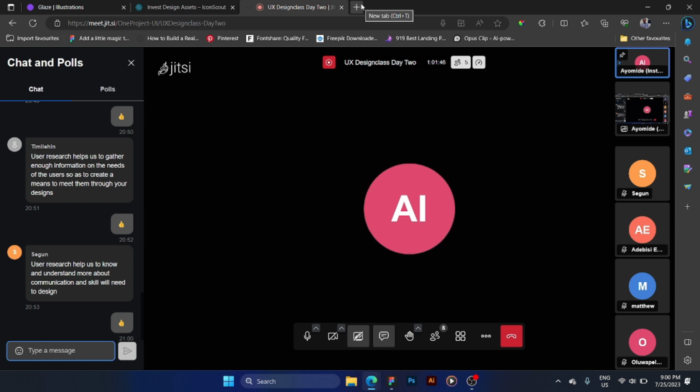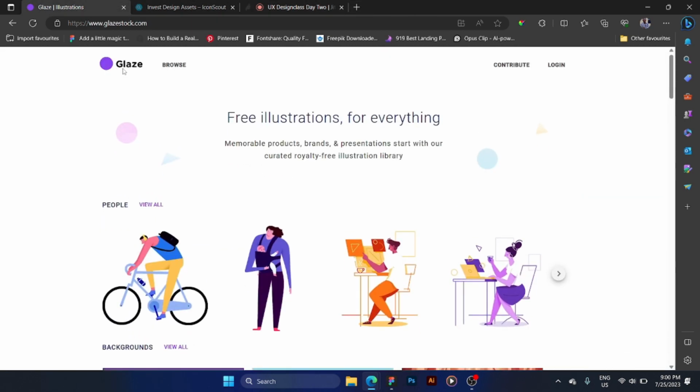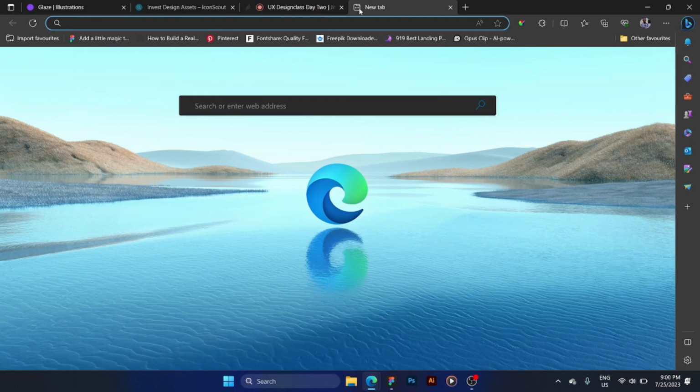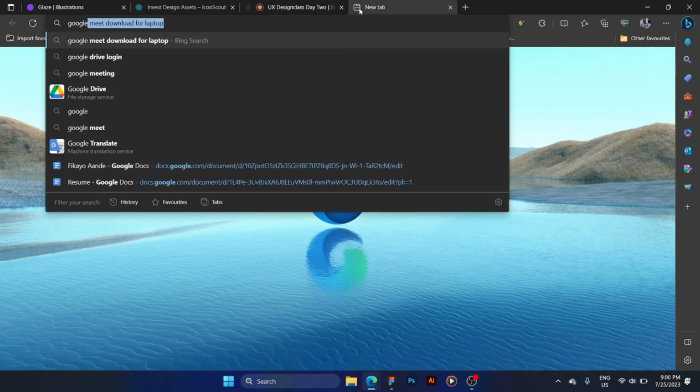What app can we look at? Okay, let me try to use this. Okay, let's try to use Google. Google.com.